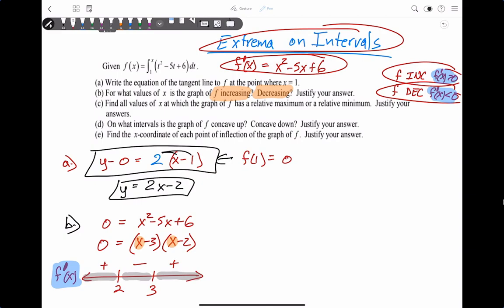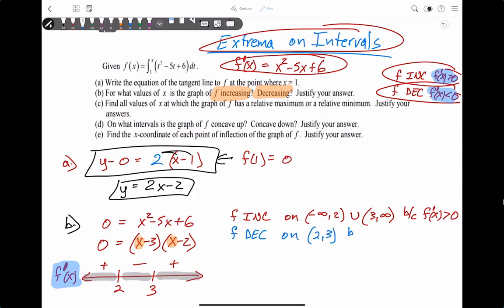Okay, so I can say from part B that f increases on negative infinity all the way to 2, union from 3 to infinity, because f prime of x is positive. Just like I can say f decreases on 2 to 3 because f prime of x is negative. So the justification is basically what I just wrote right there.